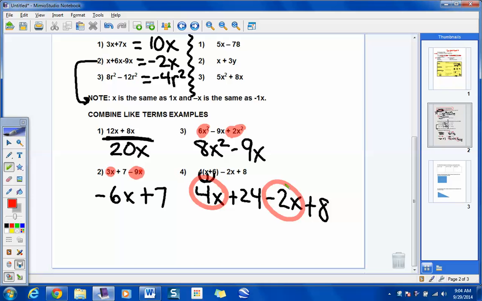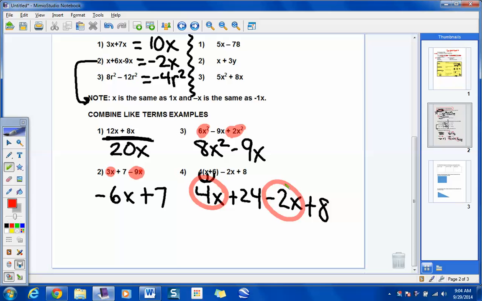The parts that I didn't circle, look at them carefully. What are the 2 parts I didn't circle? 24 and 8. Look at the front page of your notes again. They are going to be alike because they're both positive values. They're considered constant terms, aren't they?